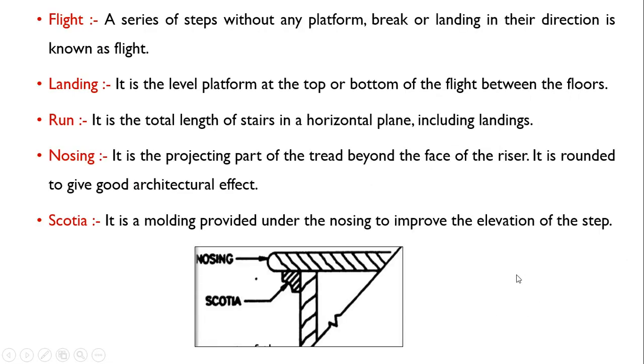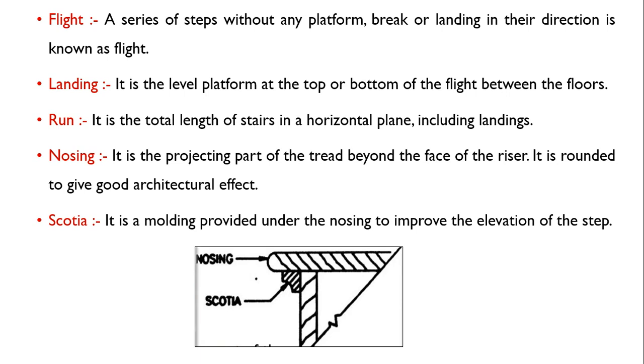Now next is flight. A series of steps without any platform, break or landing in that direction is known as flight. So please understand, flight is the part of the stair without landing. What is landing? It is the level platform at the top or bottom of the flight between the floors. At the end of the stair, a horizontal platform is provided, which is called landing.